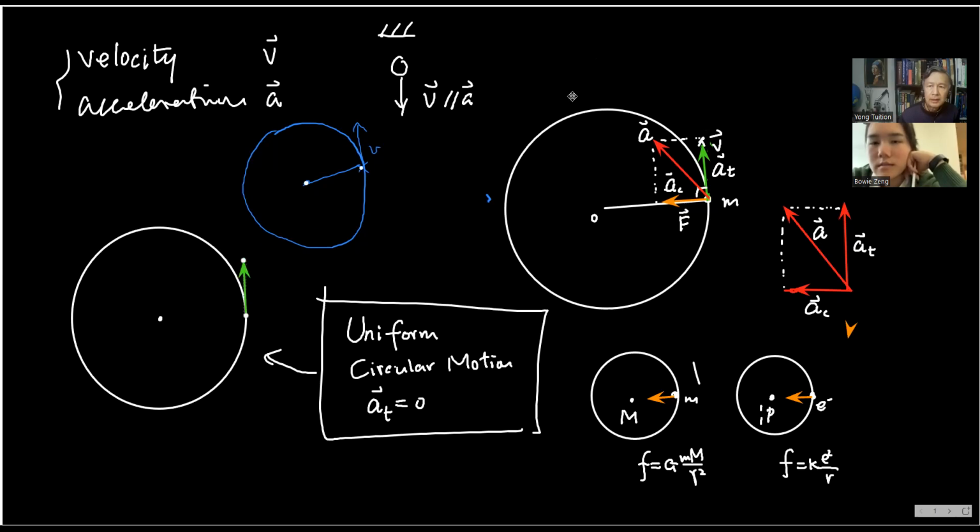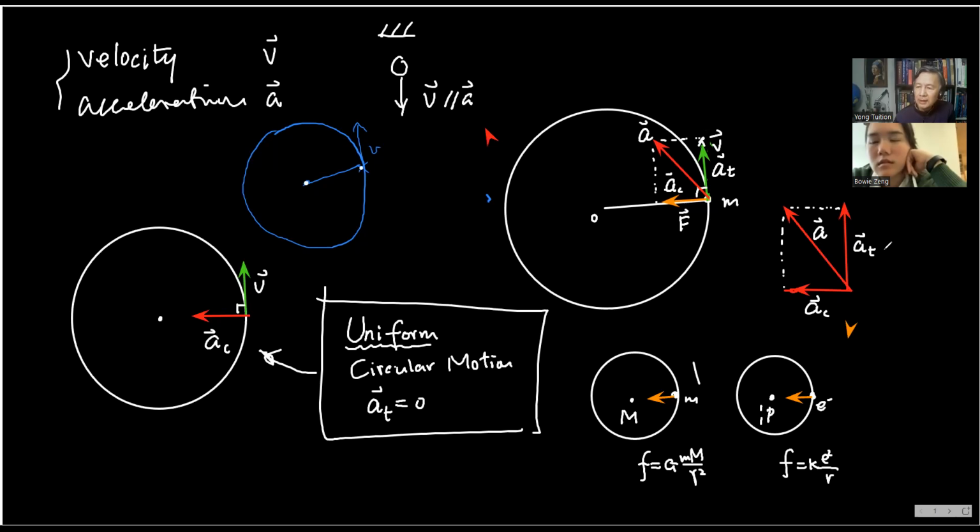Let's do another. I use a different color here. The red color is acceleration. In this case, the acceleration in the centripetal direction is perpendicular to the velocity if it is uniform, can you see? If it is not uniform, then we have to consider the change in the velocity amplitude.